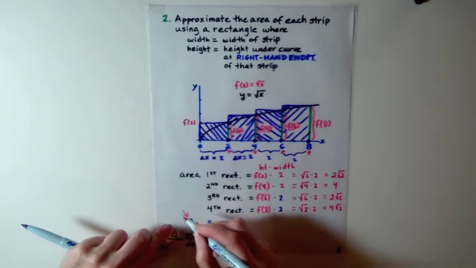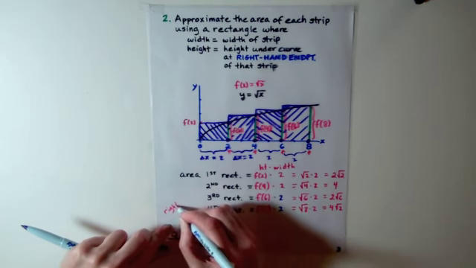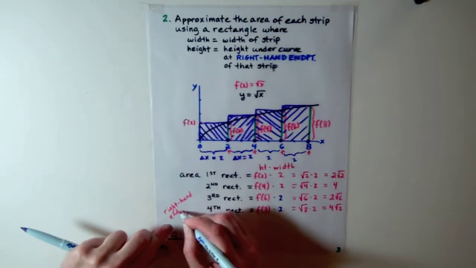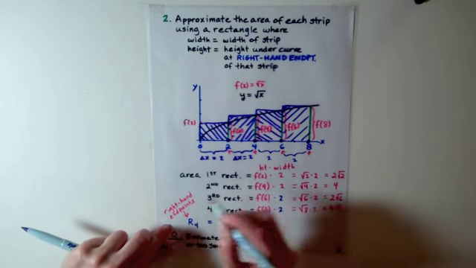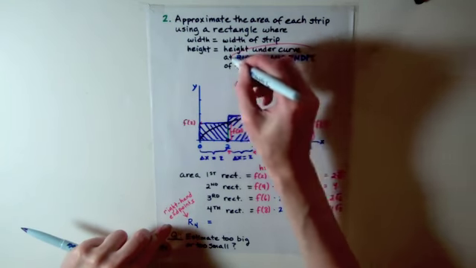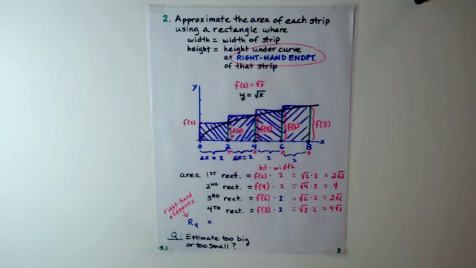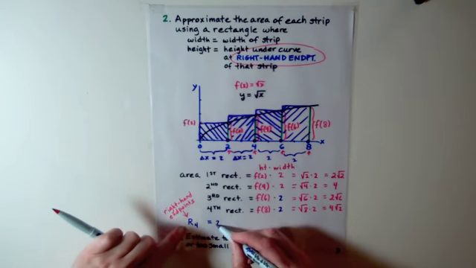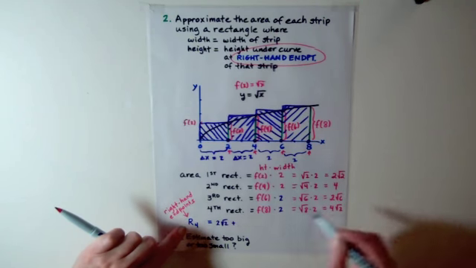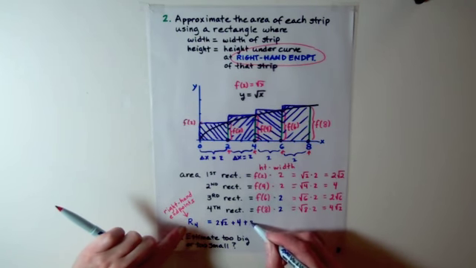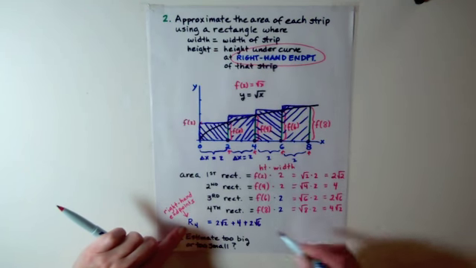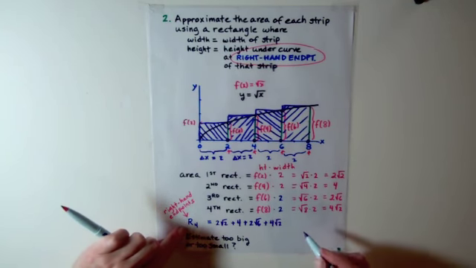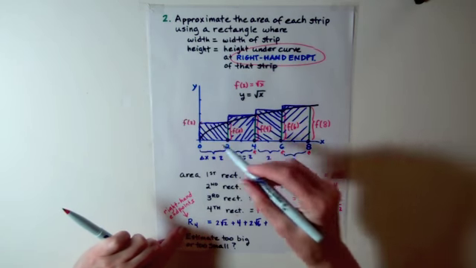We use the letter R because we are using the right hand endpoints on each strip. That's what we said up here. We're using the right hand endpoint on each strip in order to approximate the area. So R4 is just going to be the sum of these things. So it will be 2 root 2 plus 4 plus 2 root 6 plus 2 root 8, which simplifies to 4 root 2.